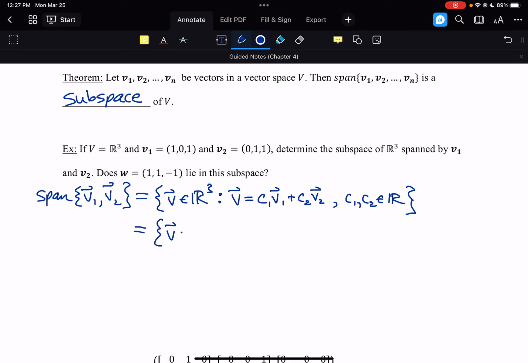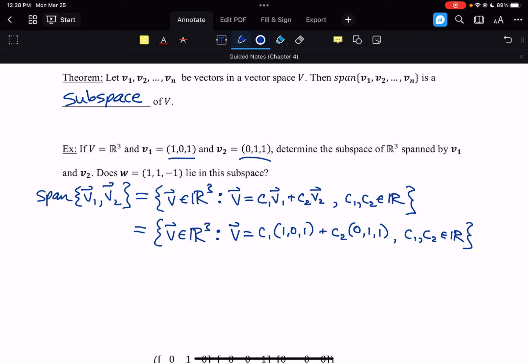So again, this is the set of vectors in R3 such that v is a linear combination. Let's go ahead and put the vectors in now. A linear combination of 1, 0, 1 and 0, 1, 1, with c1 and c2 being real numbers. So if we condense this a little bit, multiply the c1 into all terms, multiply the c2 into all terms, and then combine by adding, we get the general form of the vector v that is in the spanning set of these two: c1, c2, c1 plus c2, with c1 and c2 being real numbers.